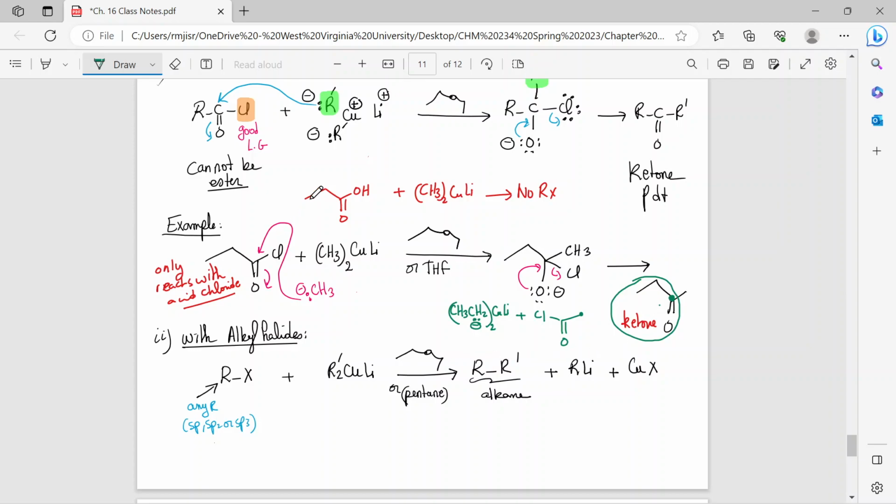As I said, whenever you are working with the R of the Gilman, you need to have a leaving group for the carbanion of the Gilman to attack. So it can attack an alkyl halide in this case.